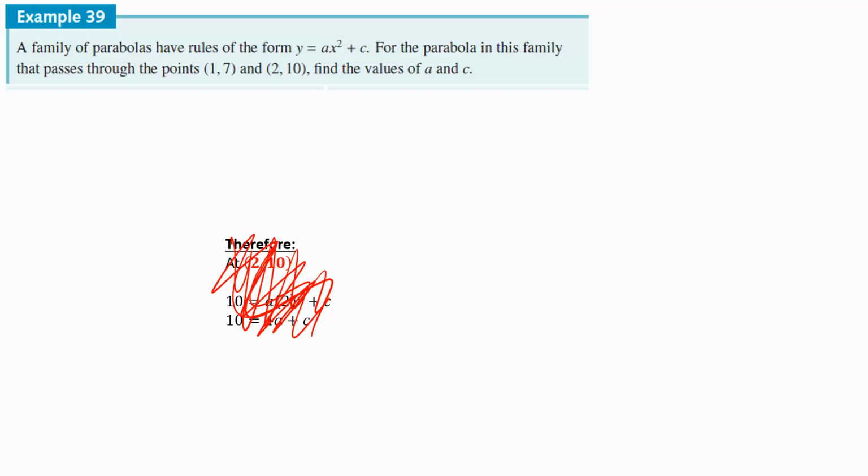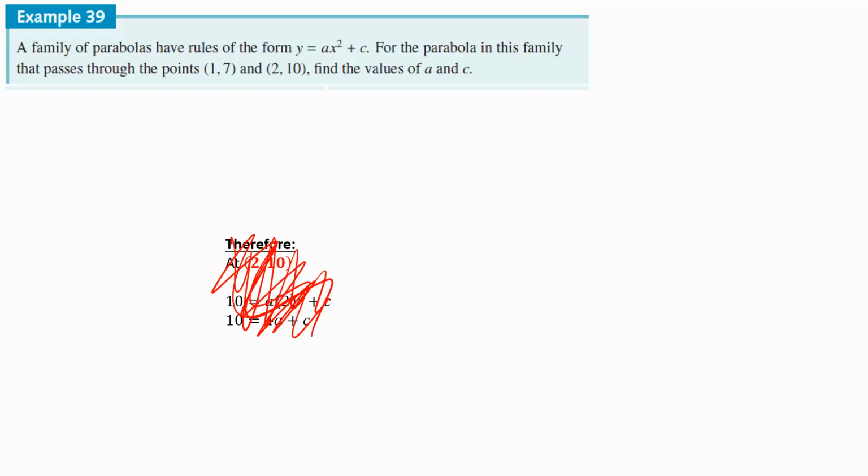Here we go. Let's look at the question. Now this question, you don't have to determine anything because they already gave you the form. They already told you what the equation should be. And they say this quadratic equation will pass through (1, 7) and (2, 10). What they want you to do is find out a and c. Now the only way to find a and c is to use the information they've given you, and they told you it goes through the points (1, 7) and (2, 10).